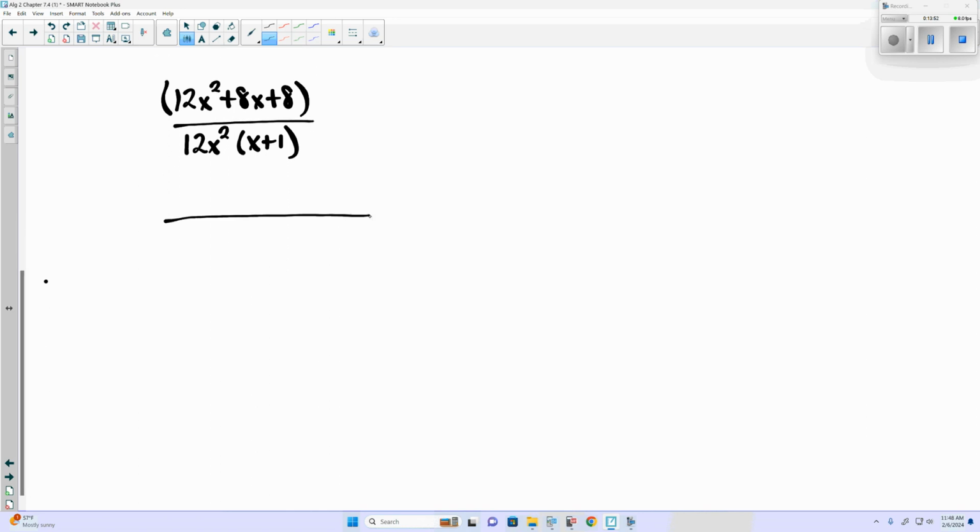Because if we look at our numerator, 12x squared, 8x and 8, is there a greatest common factor between these 3 terms? 12, 8, and 8 has a greatest common factor of 4 that we can factor out. Because if we take the 4 out of 12x squared, we have 3x squared. If we factor 4 out of 8x, we have 2x. And 4 out of 8, plus 2.